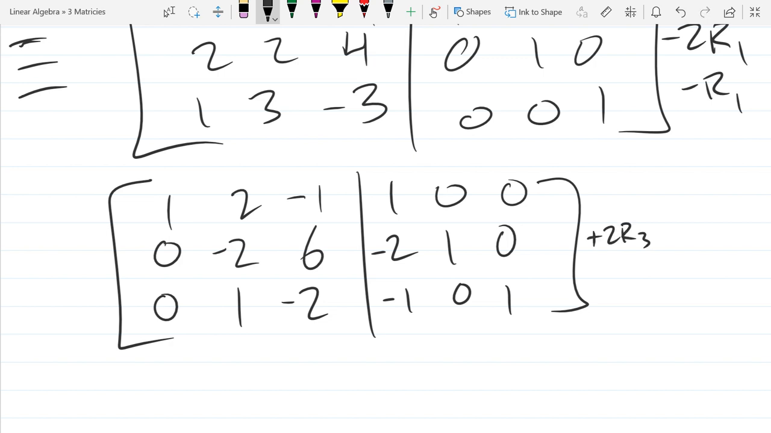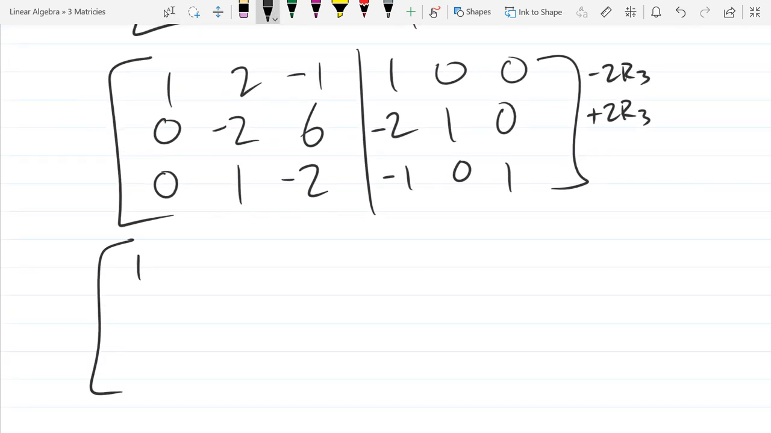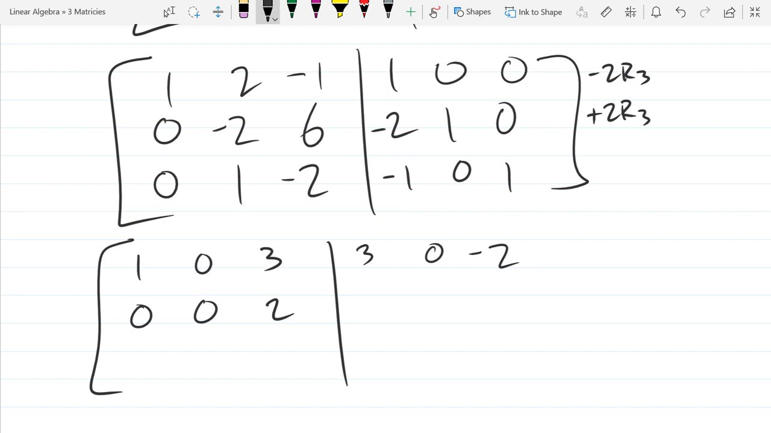Row 1 plus 2 row 3, minus 2 row 3. So we got 1, 0, 3, 3, 0, negative 2. And row 2, 0, 0, 2, 0, 1, 2. 0, 1, negative 2, negative 1, 0, 1.